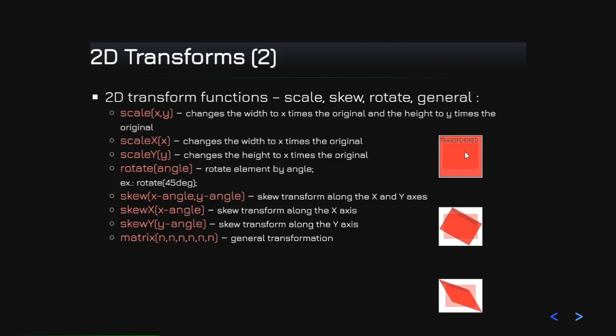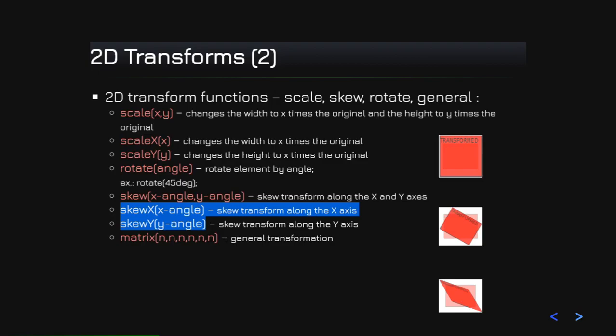So with full red we have the original element, and with transparent red we have the transformed element, which is larger than the original element. Then we can rotate an element with an angle using the function rotate. You can see here an example where the element is rotated. And then there's skew, which applies a skew transformation on both axes, or on each individual axis, like this one. And you see an example here of the skew transformation.